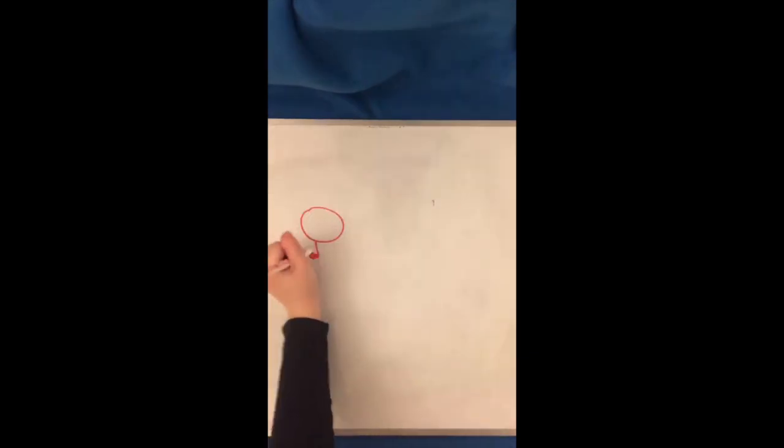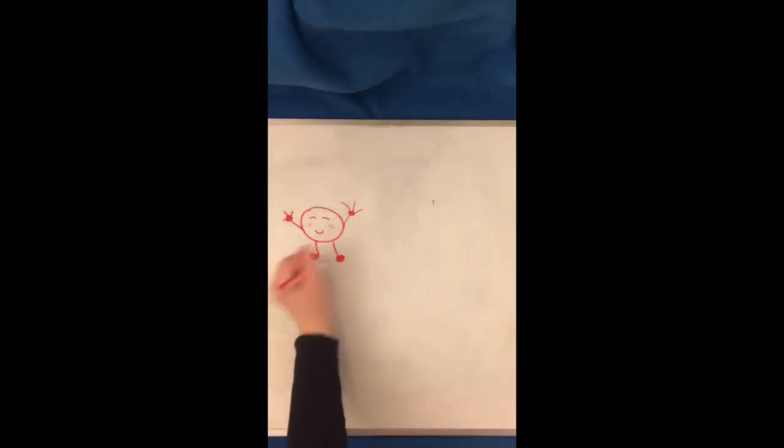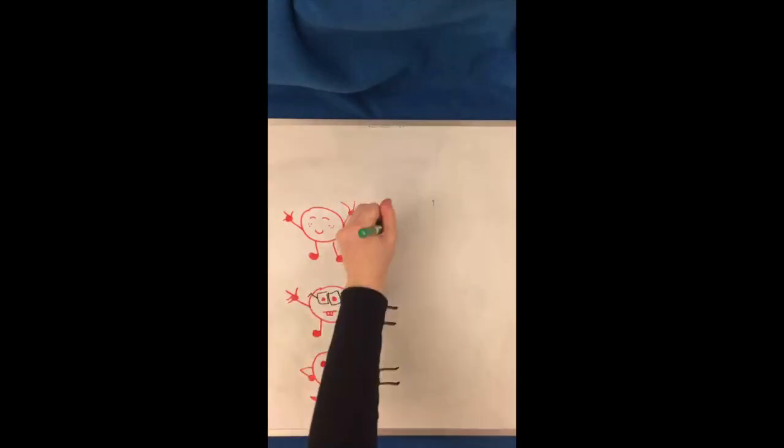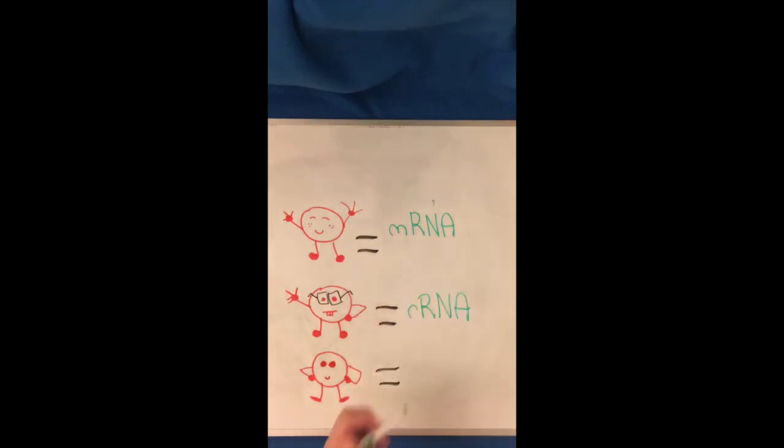Now, to be even more specific, there are 3 types of RNA. There's messenger RNA, which copies genetic information from DNA and carries it to the ribosomes. Then there is ribosomal RNA, which is the protein that makes up the ribosomes, and transfer RNA. This transports amino acids to the proteins in the ribosome.